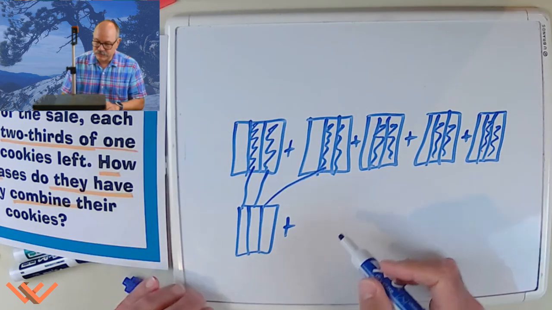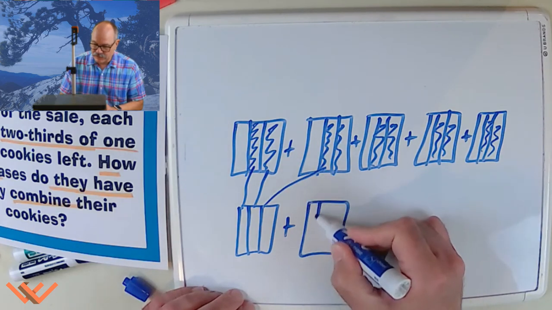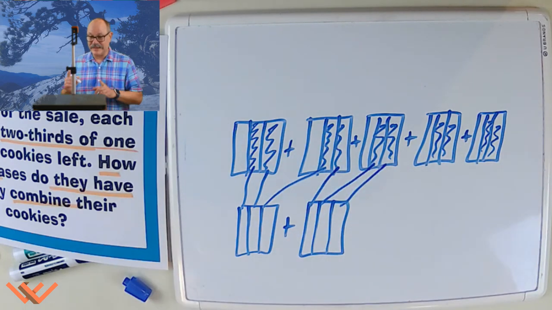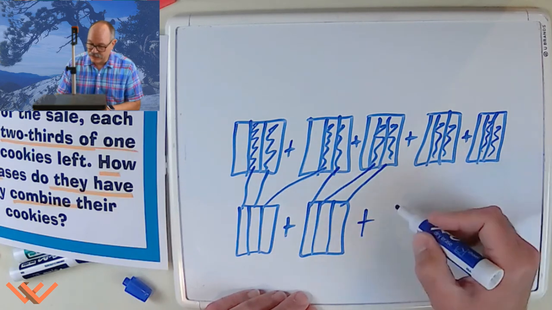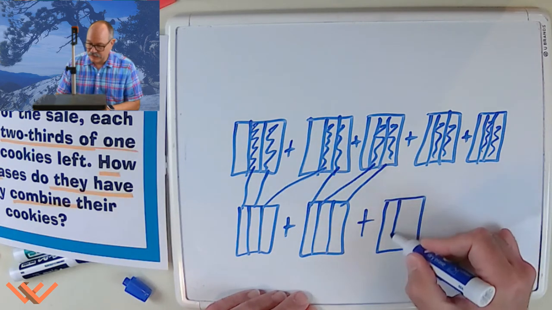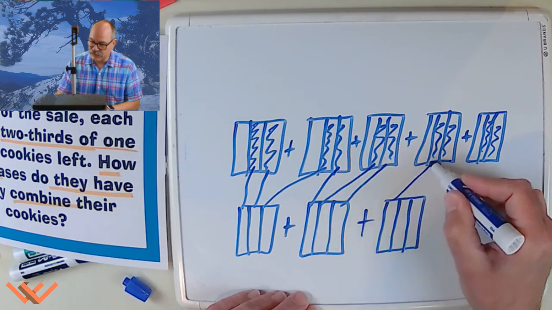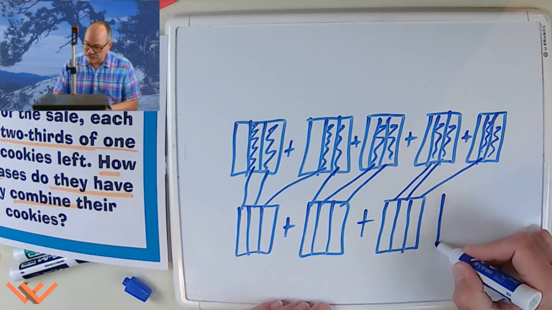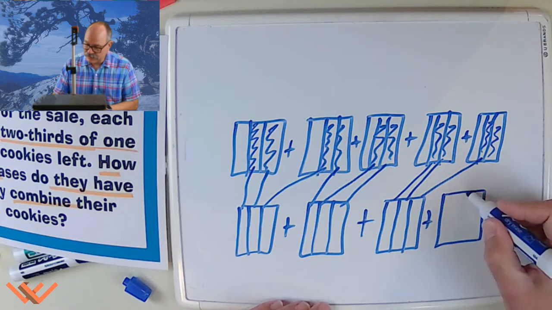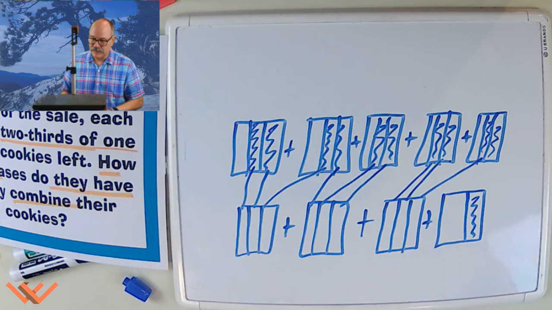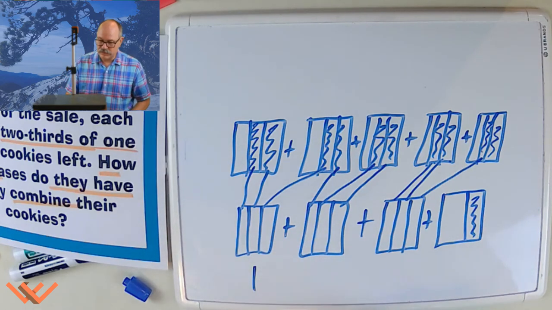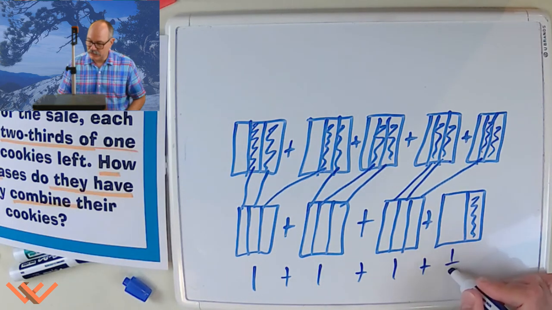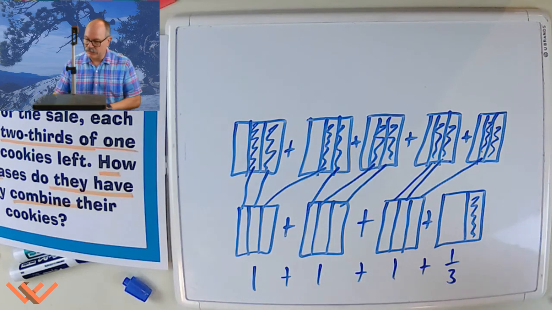So we know this one is whole. We're going to add one more case here. Those are thirds, so we need to take this third here, and then these 2/3 here. Ooh, look at that. We still have some more cookies. Let's add this up. There's 1 and 2, and then 1/3 from there, plus only this 1/3 right here. So now we can count it up. This is 1 whole, plus 1 whole, plus 1 whole, plus 1/3. Add them up, 1, 2, 3, and 1/3.